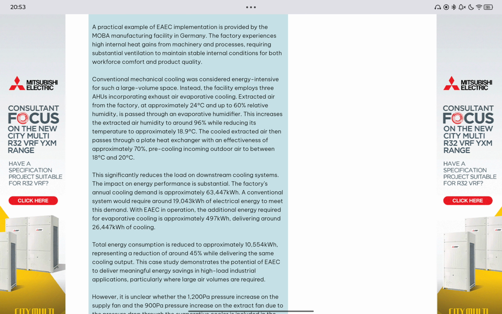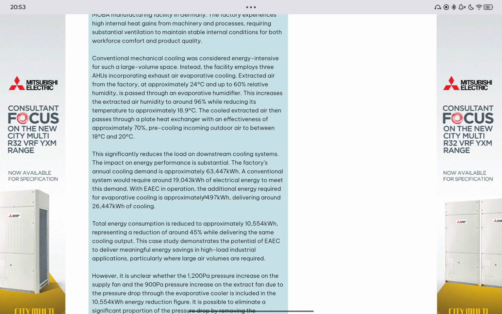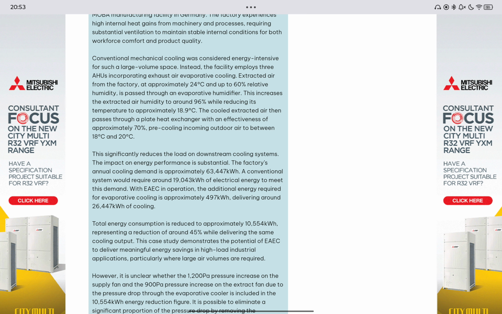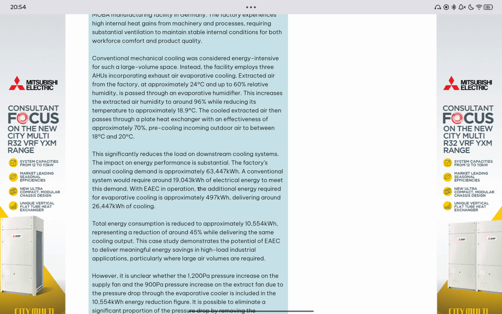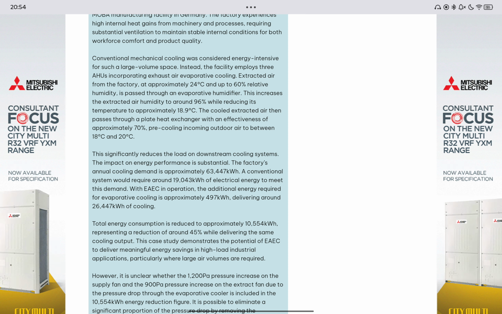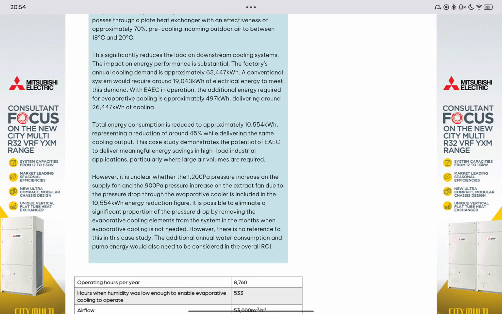Instead, the facility employs 3 AHUs incorporating exhaust air evaporative cooling. Extracted air from the factory at approximately 24 degrees C and up to 60% relative humidity is passed through an evaporative humidifier. This increases the extracted air humidity to around 96%, while reducing its temperature to approximately 18.9 degrees C. The cooled extracted air then passes through a plate heat exchanger with an effectiveness of approximately 70%, pre-cooling incoming outdoor air to between 18 and 20 degrees C. This significantly reduces the load on downstream cooling systems.